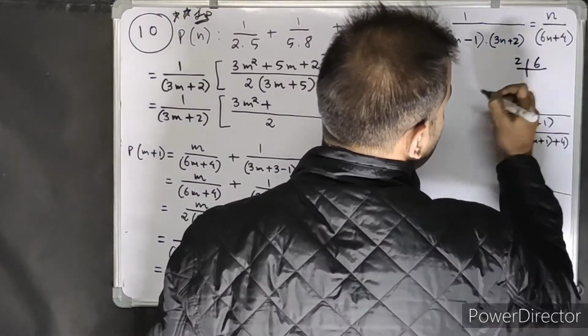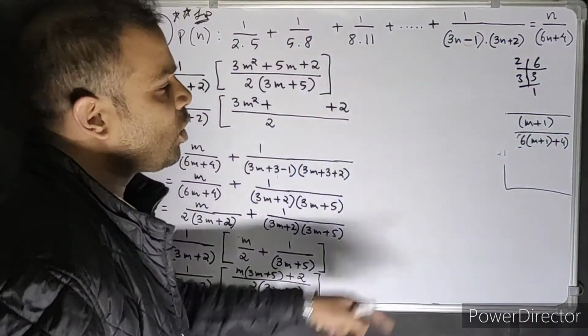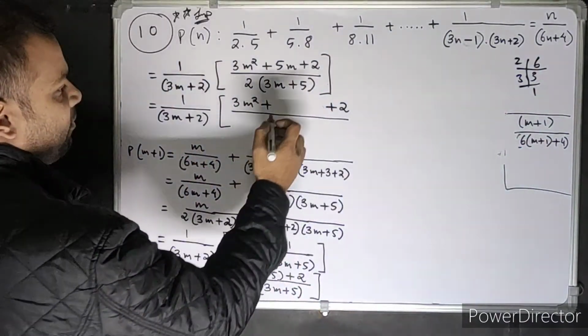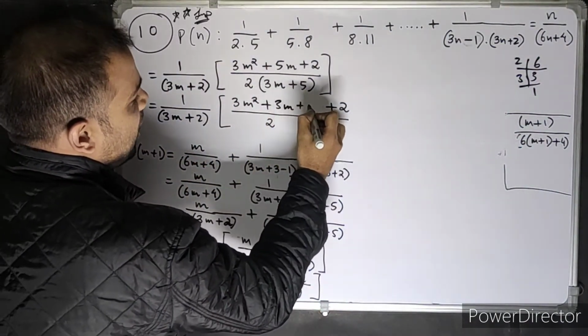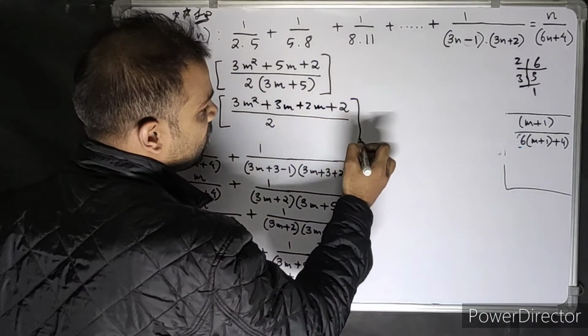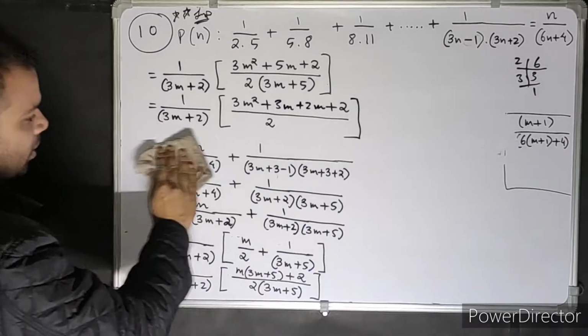You're doing the HCF of 6. 2 3s are 6. 3 1s are 3. You can do 3 2s are 6 minus 1, or you can do 3 plus 2 also. You'll get 5. So you can do 3m plus 2m. No problem. I have replaced it because my roots were not coming the same. So I came to know and I replaced it.